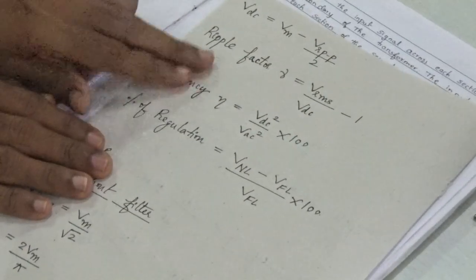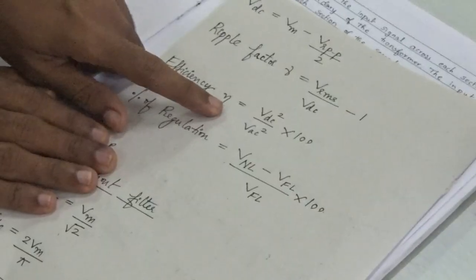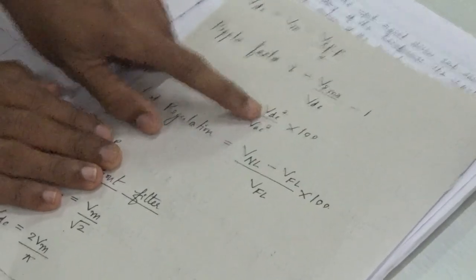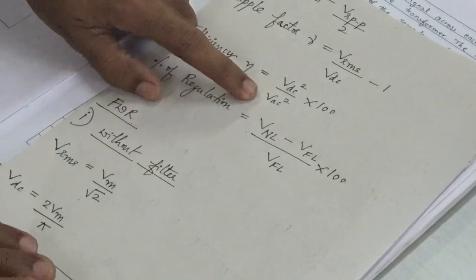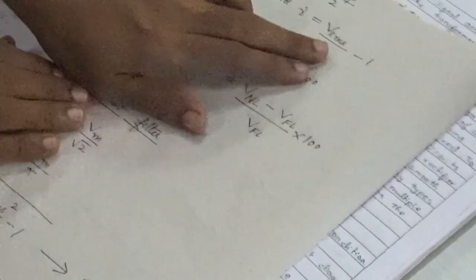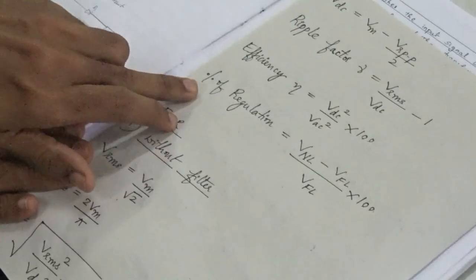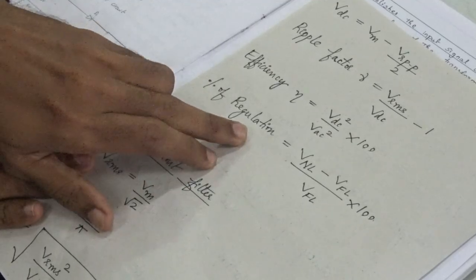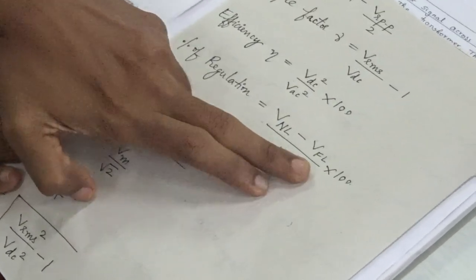Next, after finding out the ripple factor, find out the efficiency. That is, efficiency eta is equal to V suffix DC whole square divided by V suffix AC square. As I said already, V suffix AC value is nothing but the VRMS value, multiplied by 100. Next, find out the percentage of regulation, which is equal to no load voltage minus full load voltage divided by full load voltage into 100.